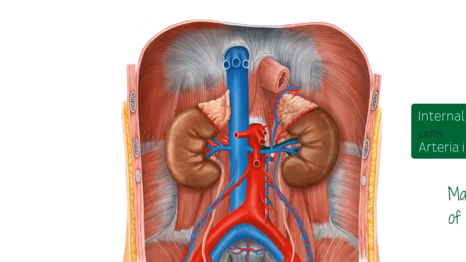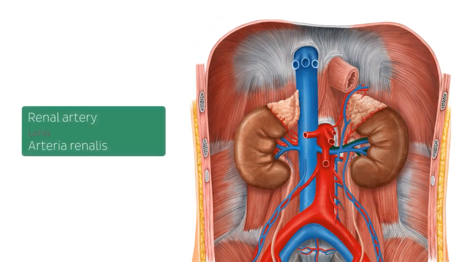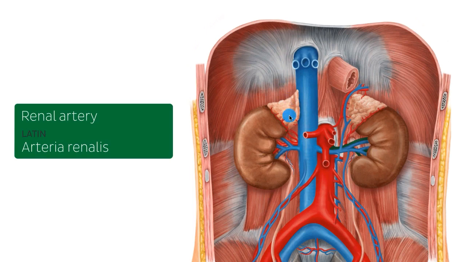Next image, we're going to be highlighting here one artery, which, to be more specific, is the left renal artery. But you can also see on this image the right one.